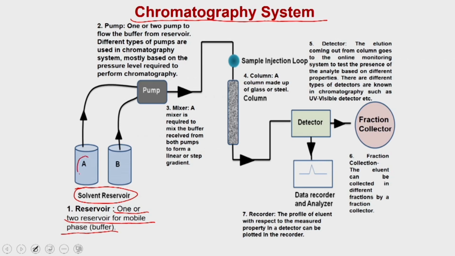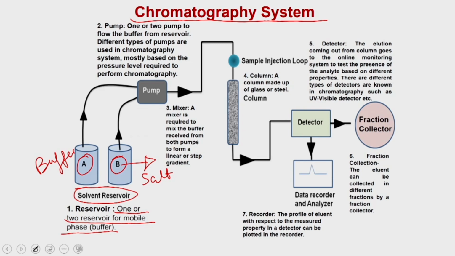The purpose of having 2 reservoirs is that the first reservoir can be used to equilibrate the column, whereas the other reservoir can be used to generate a gradient. For example, you can fill A with the buffer and fill B with the salt, and by mixing these two you can make a gradient of this salt between A and B, and that can be used for chromatography techniques.